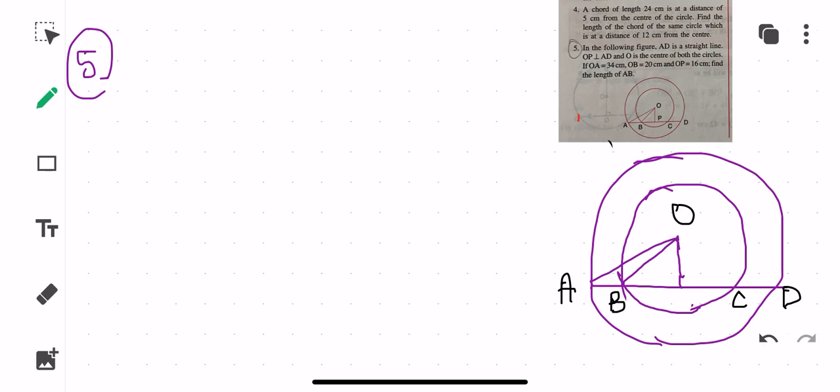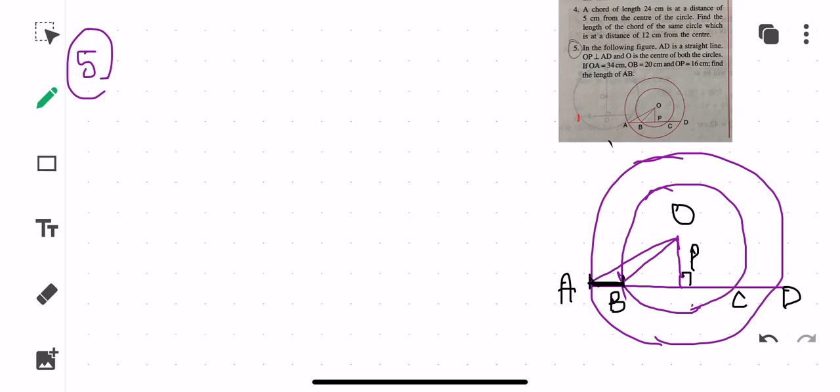They are saying, in the given figure, AD is a straight line, OP is perpendicular to AD at P, and O is the center of both the circles. Then what you have to do? You don't have to prove, you need to find out the length of AB. So you need to find the length of this particular part, children, only AB.